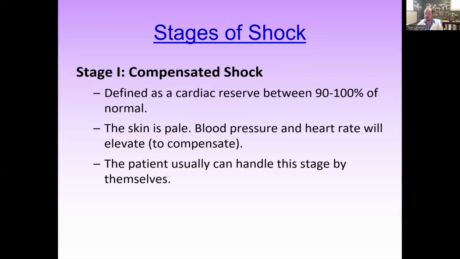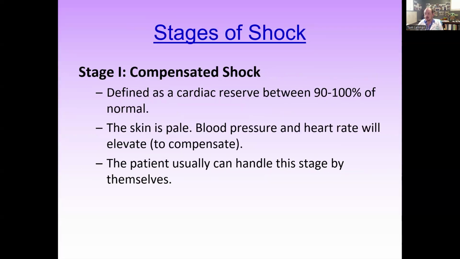Stage 1 is compensated shock. This is where the cardiac reserve is between 90 and 100% of normal. Generally speaking, the body, as the name implies, compensates for this. You may be a little disoriented, but generally you are still functional. The skin will be pale. The body is trying to constrict peripheral blood vessels. It's trying to keep enough oxygenated blood in the torso around the vital organs. Blood pressure and heart rate will elevate to try and maintain that flow of blood to the vital organs, causing the limbs to take a secondary function.